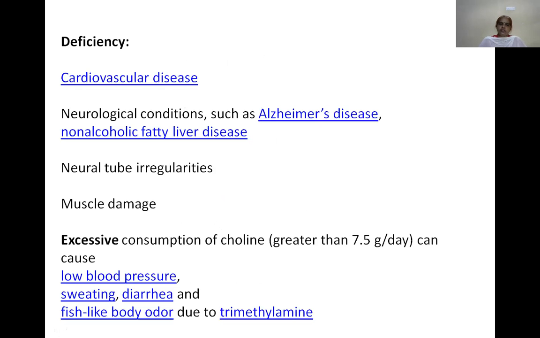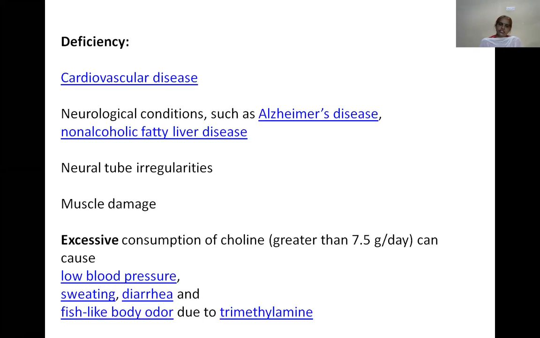What deficiency occurs? Due to the deficiency of choline, you can observe cardiovascular diseases, neurological conditions, that is Alzheimer's disease, and non-alcoholic fatty liver disease. So deficiency leads to Alzheimer's disease, non-alcoholic fatty liver disease and cardiovascular diseases, and also neural tube irregularities and muscle damage.